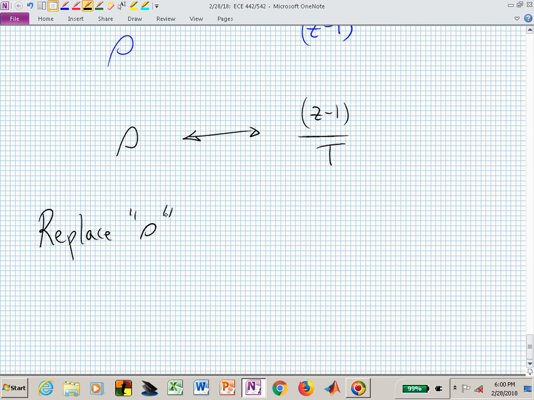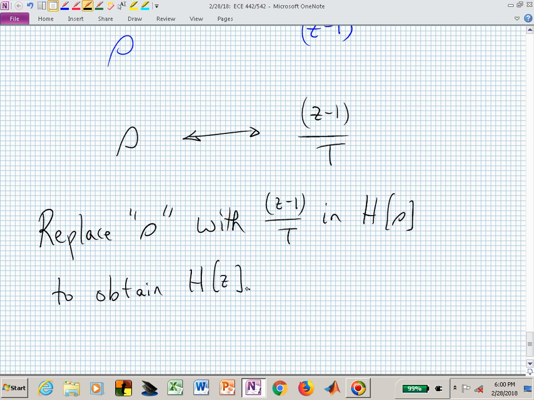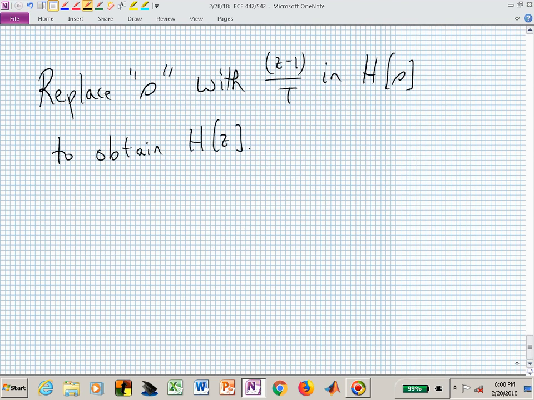I'm now going to replace s with this expression, z minus 1 over T, in a given transfer function, H of s, to obtain an H of z.